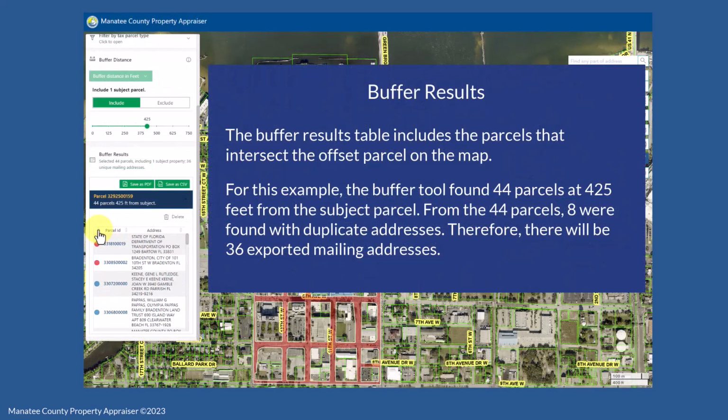As described earlier, the buffer results table includes the parcels that intersect the offset parcel on the map. For this example, the buffer tool found 44 parcels at 425 feet from the subject parcel. From the 44 parcels, 8 were found with duplicate addresses. Therefore, there will be 36 exported mailing addresses.